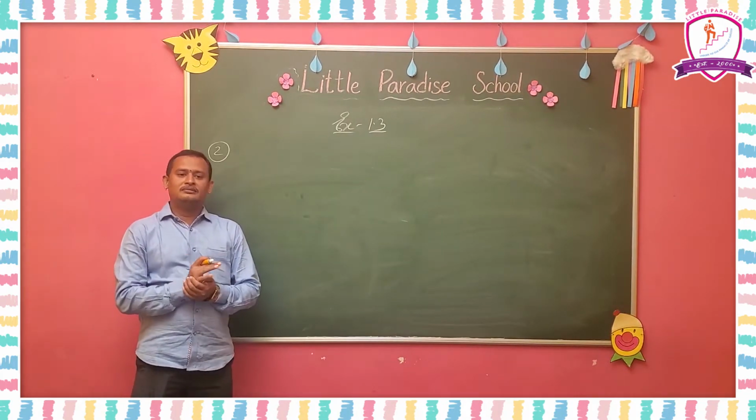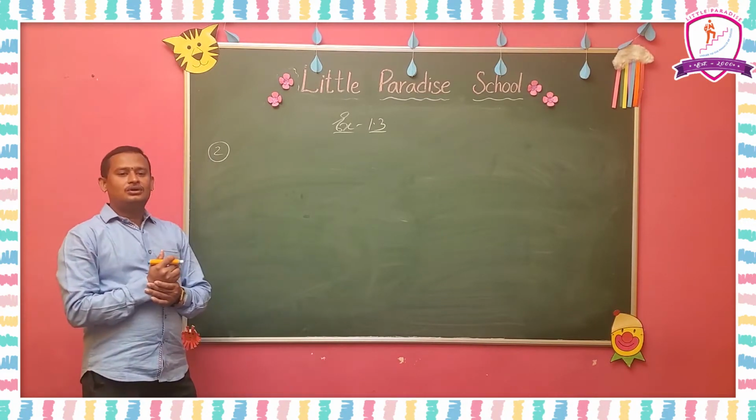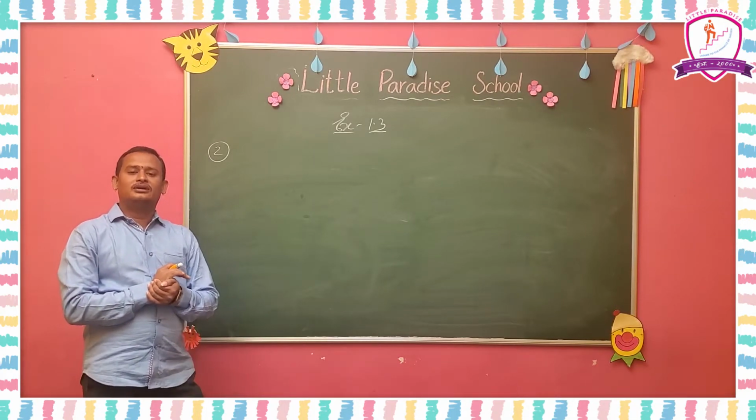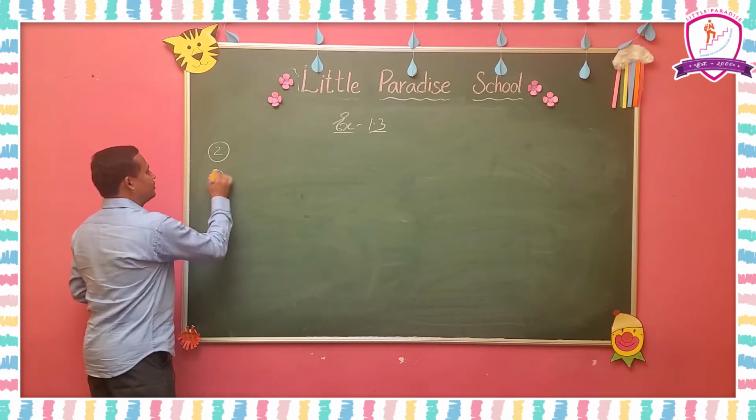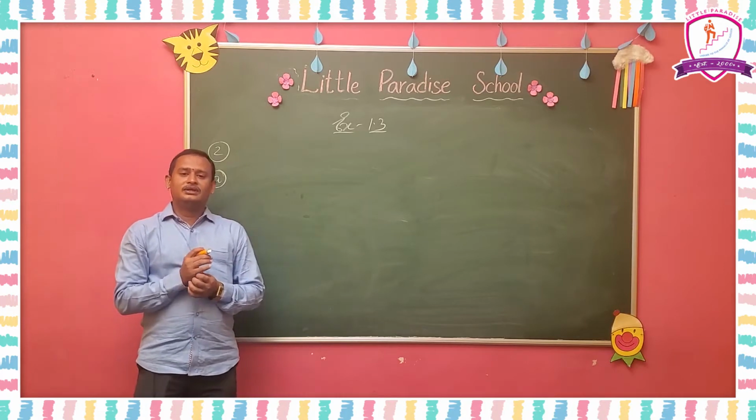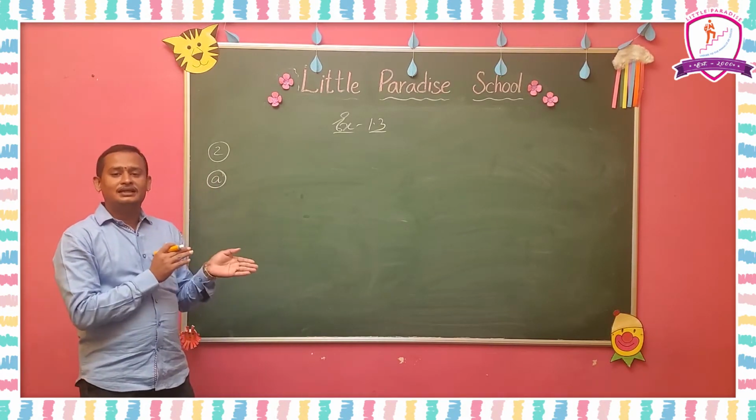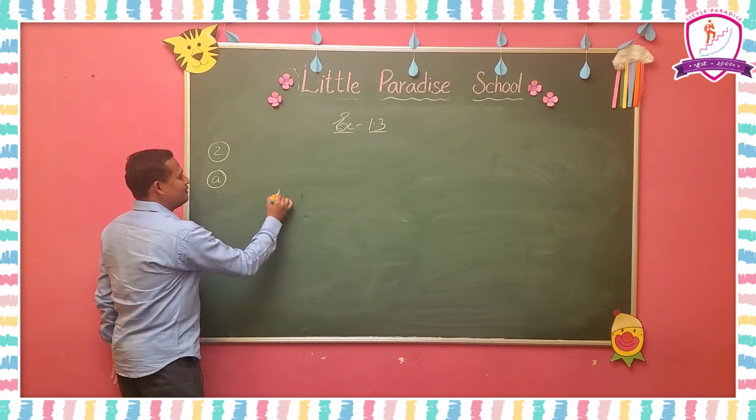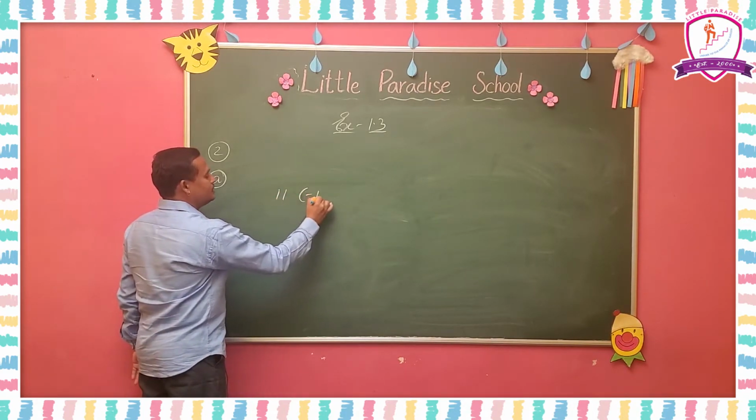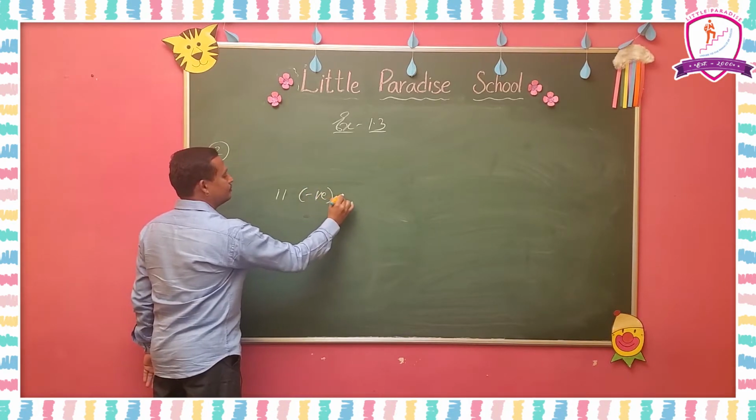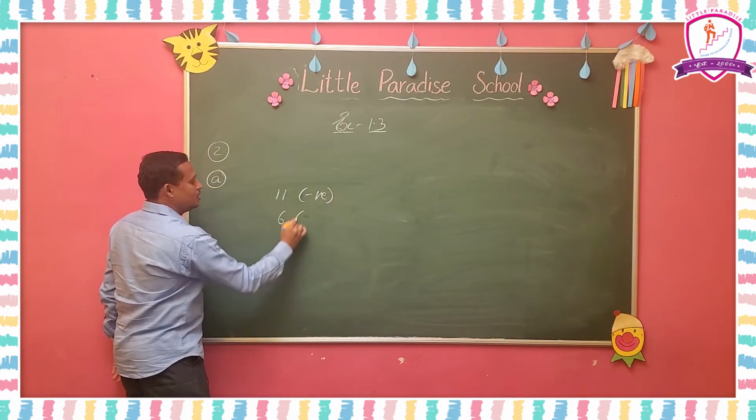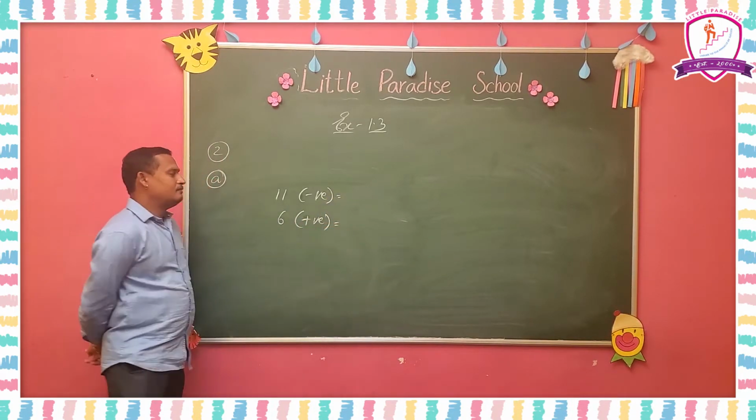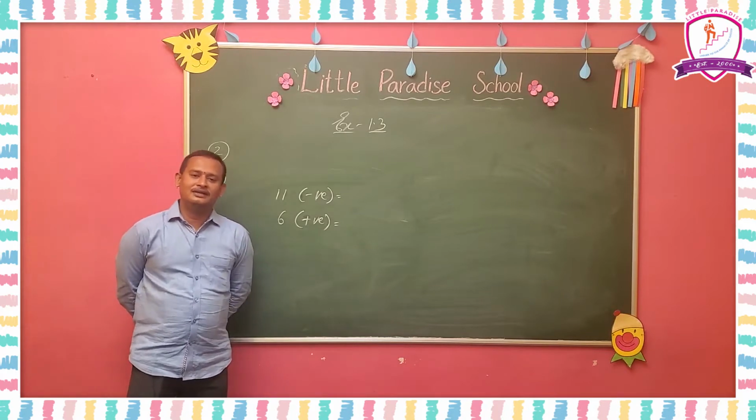So, now I am going to explain the second question. What will be the sign of the product of 11 negative integers and 6 positive integers? Here, how many negative integers? 11 negative integers and 6 positive integers are there. So, what will be the answer for 11 negative integers?